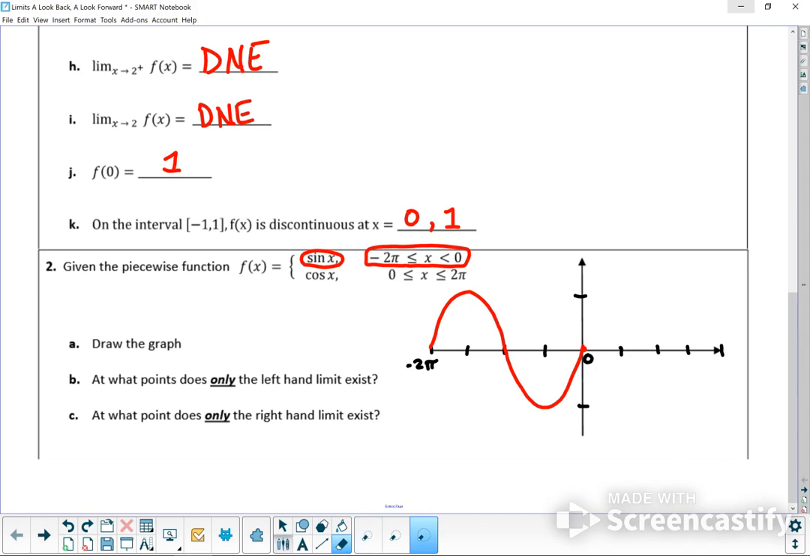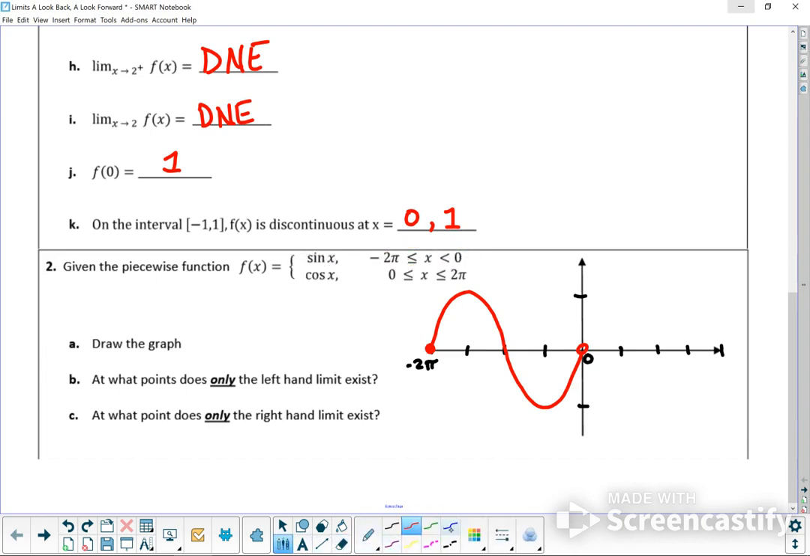It does have an underline at -2 pi, so I'm going to put a big fat dot there, and it's closed. It doesn't have an underline at 0, so I'm going to exaggerate a big open dot right here. Okay, that's the first one.